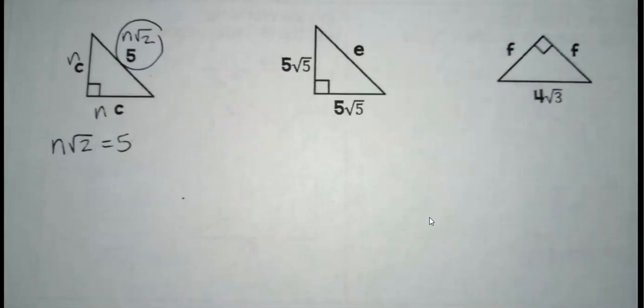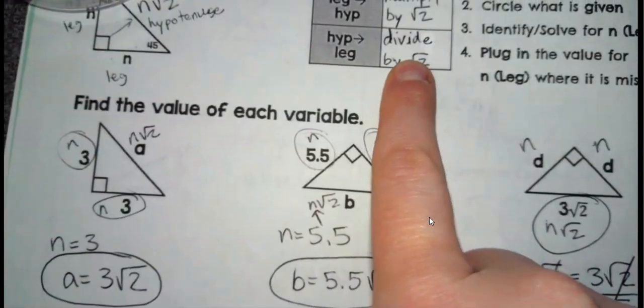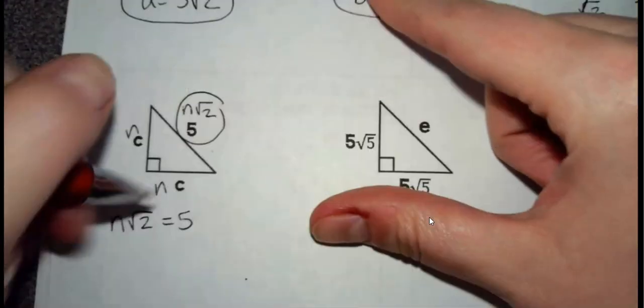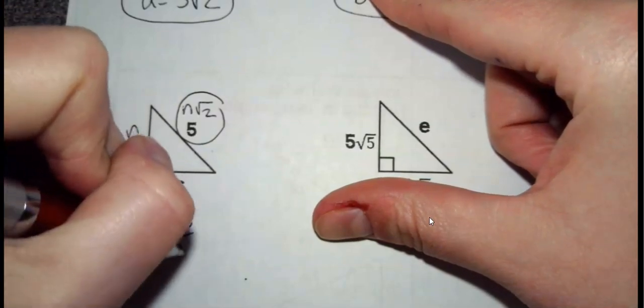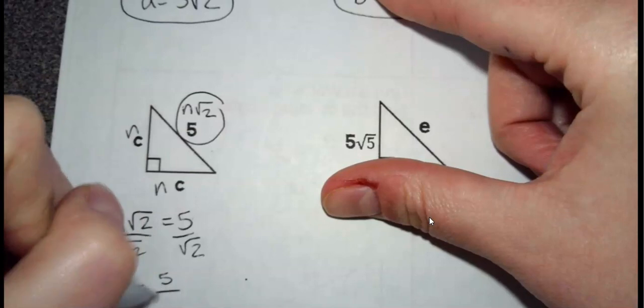And then I need to realize I am given the hypotenuse. If you are given the hypotenuse, in order to solve for the leg, you need to divide by the square root of 2. It tells us that up here. So that hopefully is not a surprise. We're dividing by the square root of 2. And then we're like, okay, n equals 5 over the square root of 2.